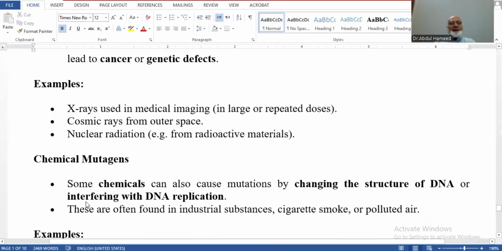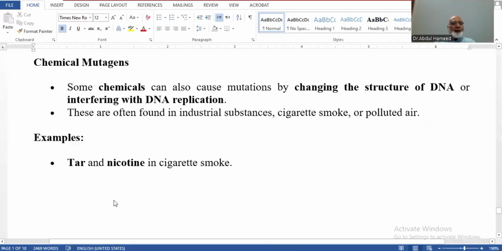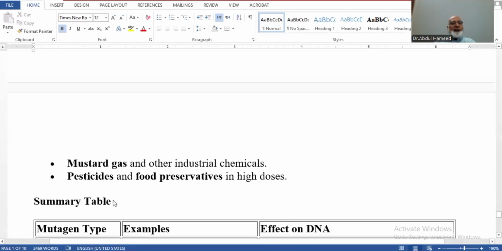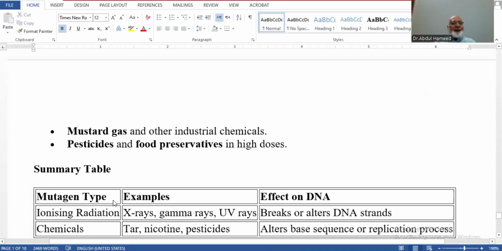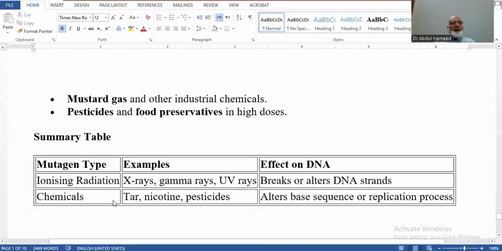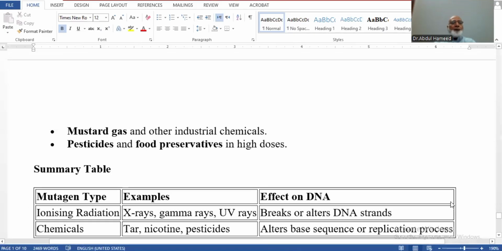Chemical mutagens: some chemicals can also cause mutation by changing the structure of DNA or interfering with DNA replication. These are often found in industrial substances, cigarette smoke, or polluted air. Examples: tar and nicotine in the smoke, mustard gas and other industrial chemicals, pesticides and food preservatives in high doses. So there is a summary: mutagen type, its example and effect on DNA. Ionizing radiation: X-rays, gamma rays, UV rays; breaks or alters DNA strands. This will be the effect on DNA. Chemicals: tar, nicotine, pesticides; alter base sequence or replication process.